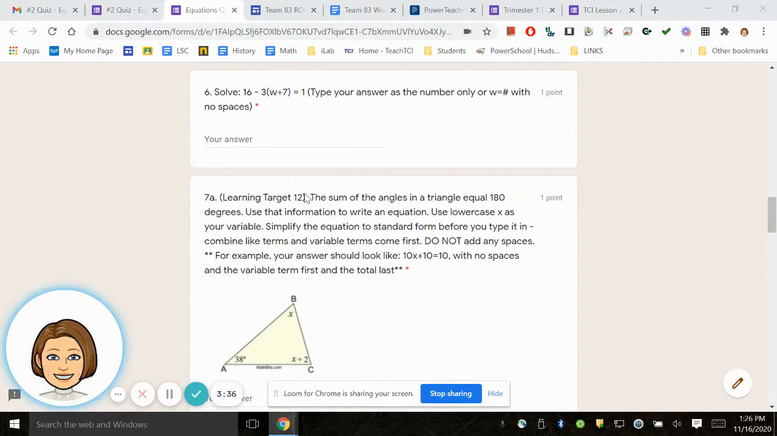Number 6, 16 minus 3 times the quantity of w plus 7 equals 1. When you're distributing, make sure you distribute the negative 3 times the w and the negative 3 times the 7. Write your answer as w equals blank. Here you're using the variable w.